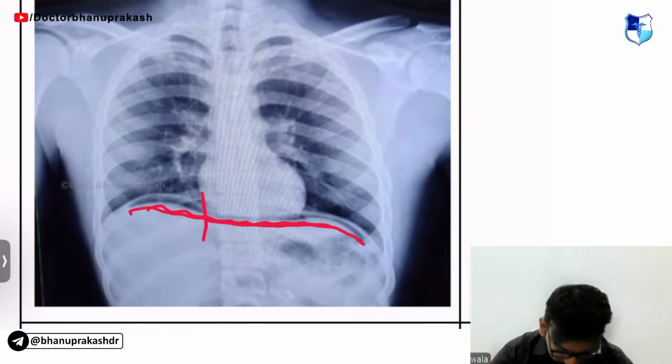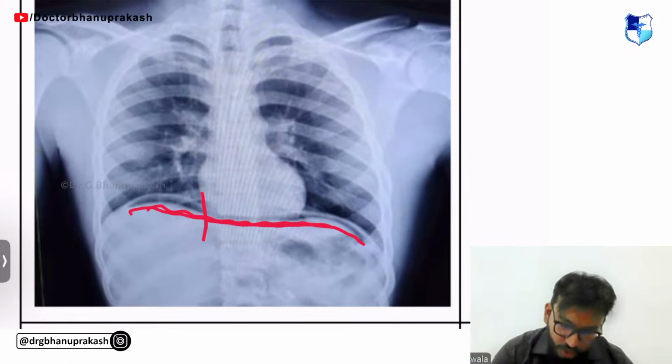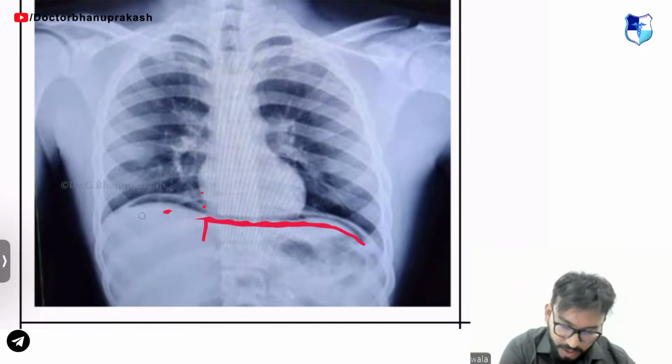This is not hollow viscous. Please don't get confused. This is not hollow viscous. This is pneumomediastinum. Look at this. Look carefully, guys.